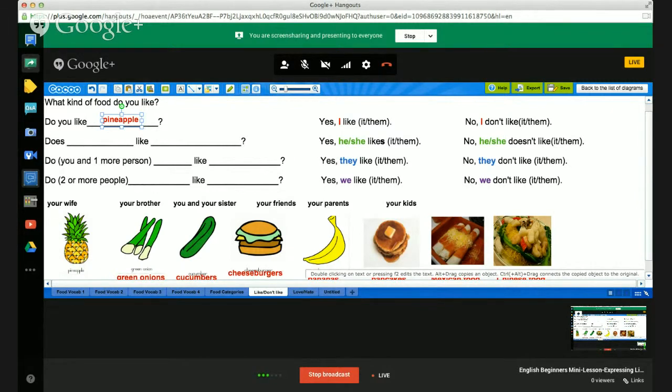And the reason that we use the word it is because pineapple is singular. There's no S. And we don't want to repeat the same word. It just doesn't sound as good in English. We like to substitute it and them. So let me ask the question to you, and you're going to answer either yes, I like it, or no, I don't like it. Do you like pineapple? Take a minute to think and answer that question.